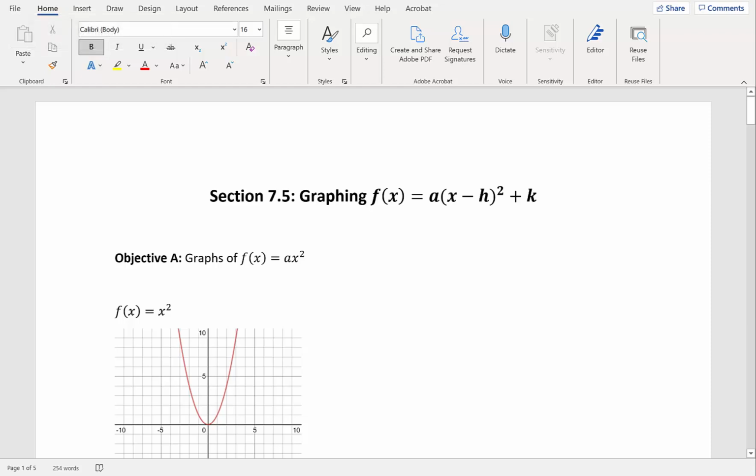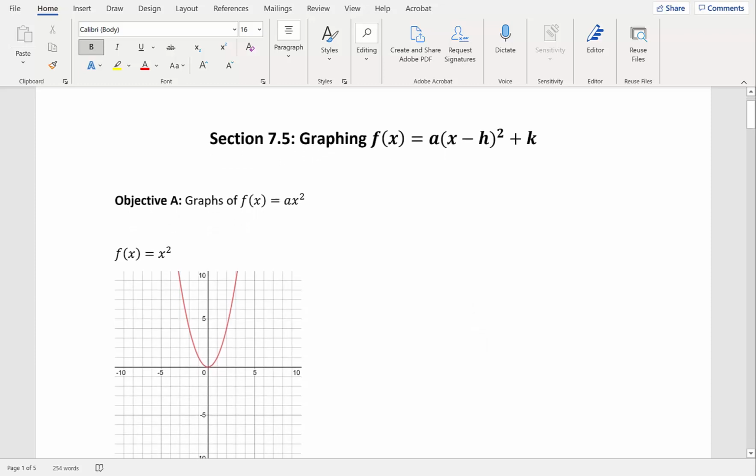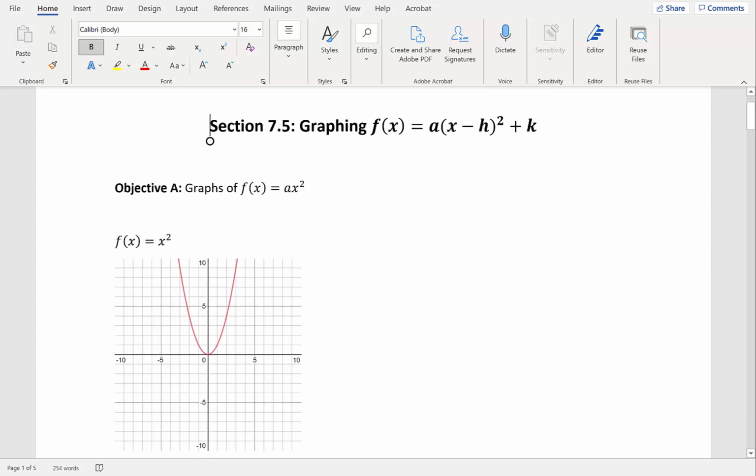In this video, we'll take a look at section 7.5, which is graphing f of x equal to a times (x minus h) squared plus k. Okay, now our first objective, we're going to take a look at graphs of f of x equal to ax squared. Before we get into those types of functions, let's take a look at the parent graph, which is f of x equal to x squared.